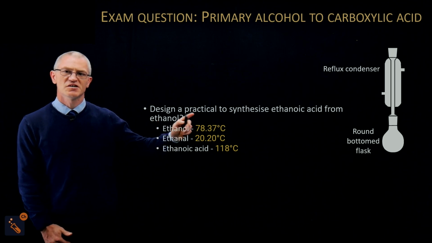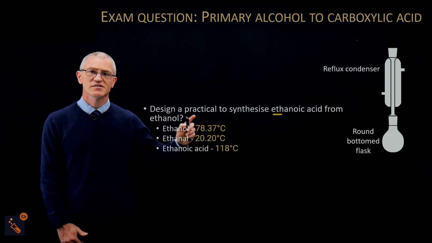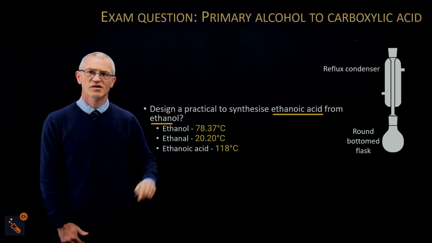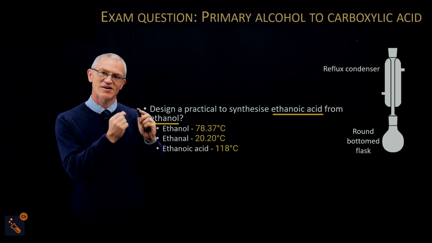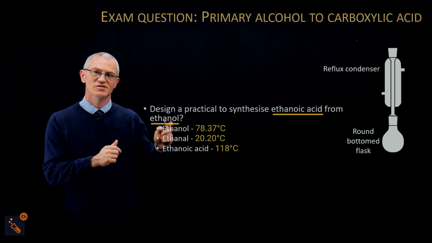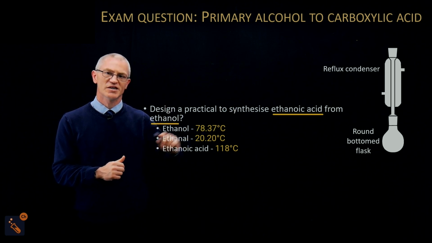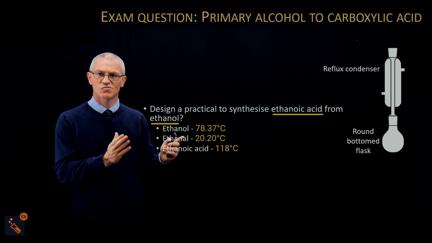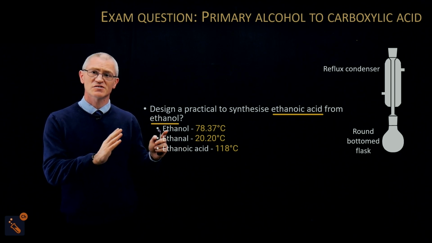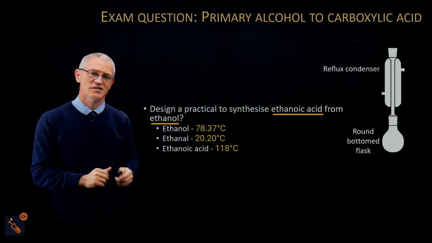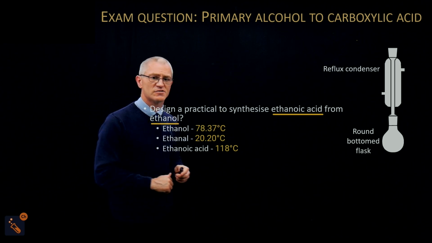So here we want to design a practical to synthesize ethanoic acid, and we want to make that from our ethanol this time. That means if we want to do it, we want the oxidizing agent to be in contact with the ethanol the entire time, because then that will make the ethanoic acid. We don't want the aldehyde to escape, we don't want it to separate from the oxidizing agent, we just want to make the ethanoic acid. And that works if we do reflux.